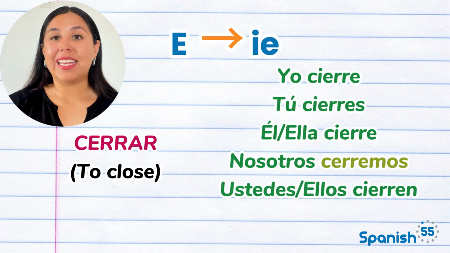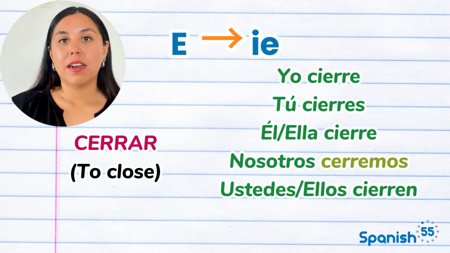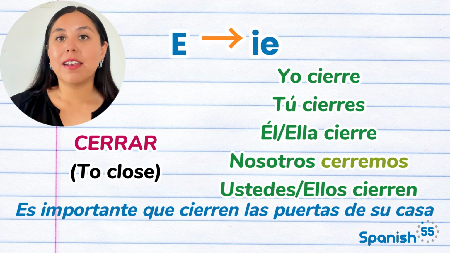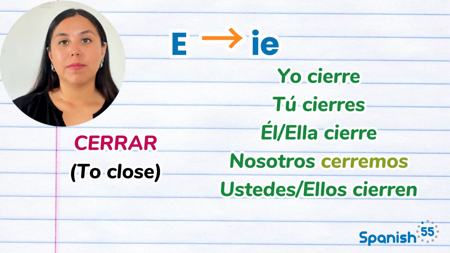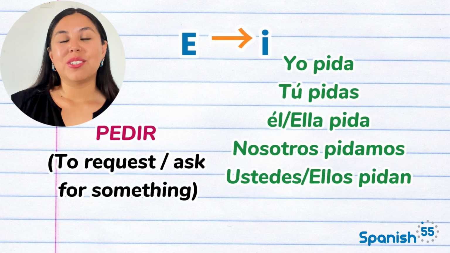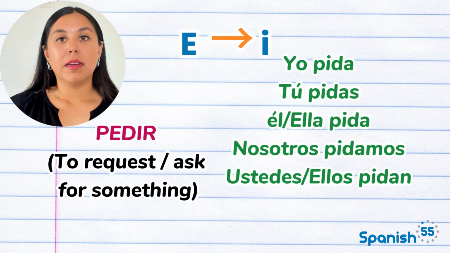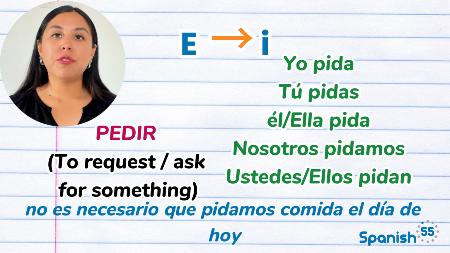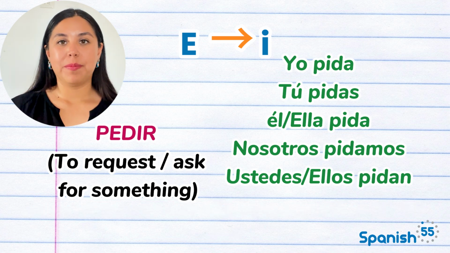E to IE, like in cerrar. Es importante que cierren las puertas de su casa. And E to I, like in pedir. No es necesario que pidamos comida el día de hoy.